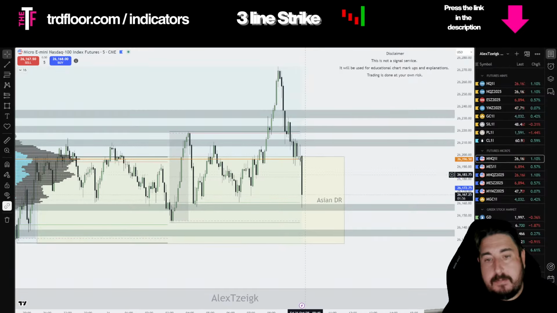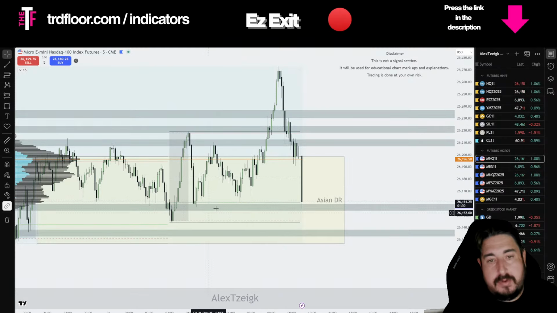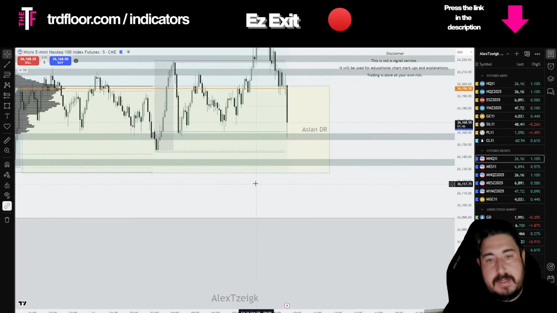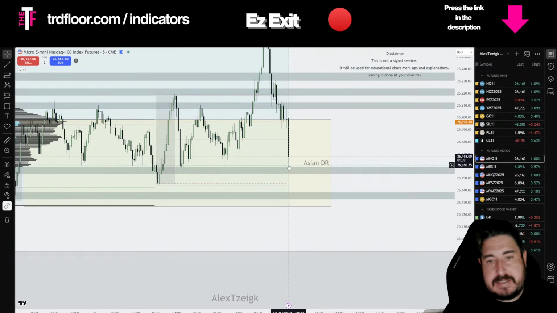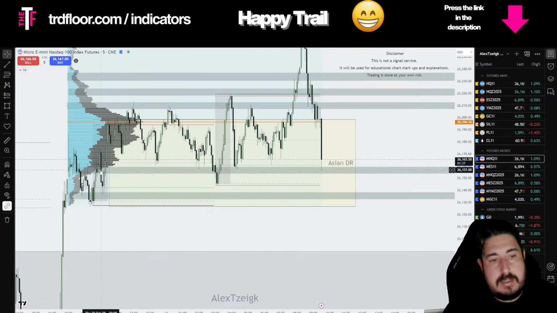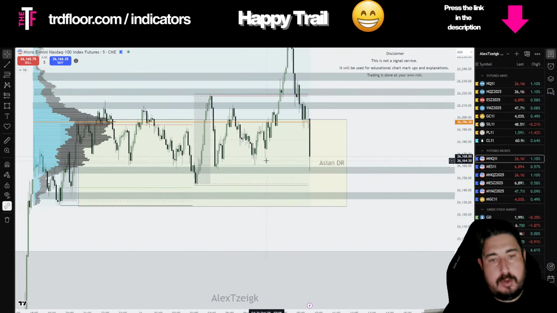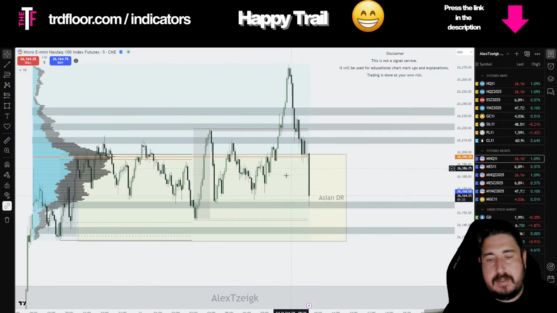Really nice push from price, taking some liquidity from London. Look, all these highs, all these levels. Of course, we must be ready for price to break Asia. It's enough for me to see where price is reacting. You see, nothing is random where price is reacting. Also, this is Asia DR.